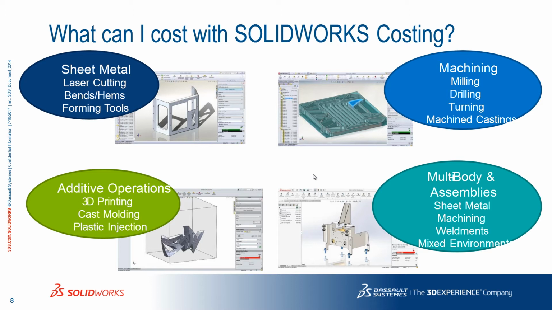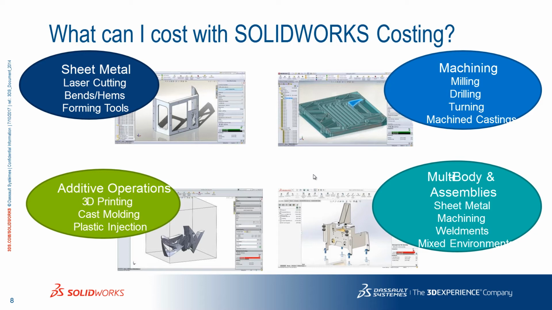Using SOLIDWORKS Costing, you can have a sheet metal part that has been cut by laser and has bends, hems, and forming tools. All of these features, processes, and operations are included in sheet metal costing. And what about the machining? SOLIDWORKS Costing includes milling, drilling, and turning. So it's a machined casting as well.